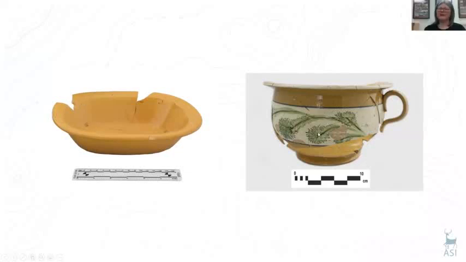So you can see nothing but the best for our hospital patients. Exactly. And that's a very fancy chamber pot. I would be pleased to use that. That is delightful.